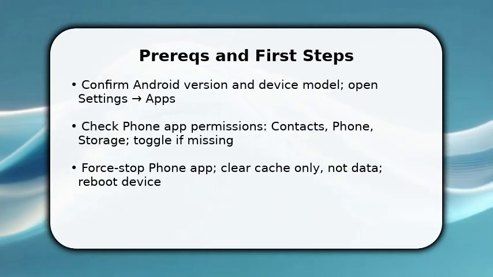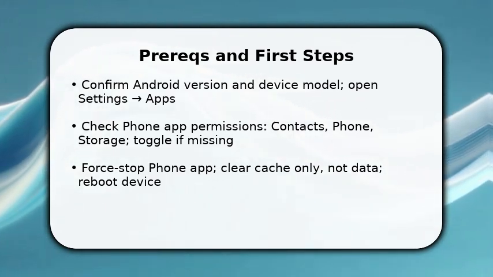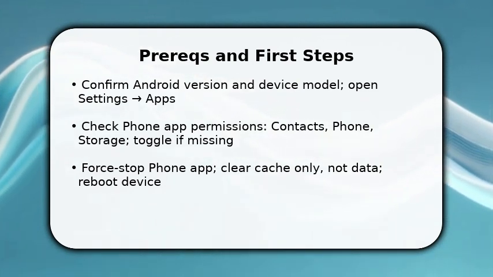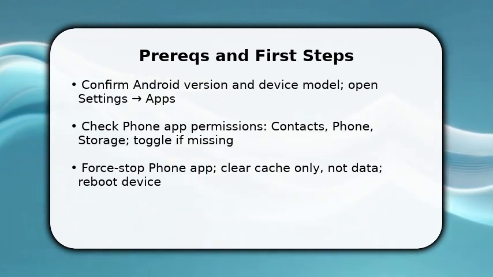You start by confirming your Android version and model so you know which menus to use. Once done, open Settings and go to Apps, find the phone app, and inspect permissions. Contacts, phone, and storage must be allowed. If any are off, enable them and restart the app.